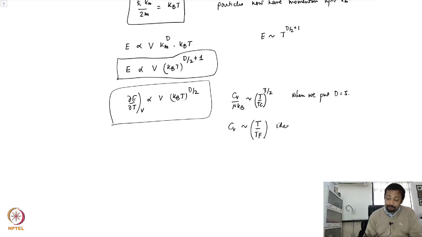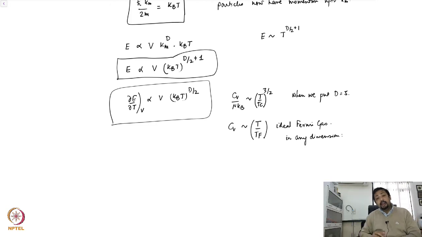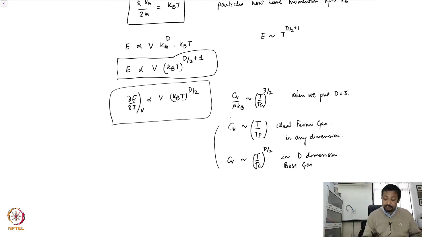This was for an ideal Fermi gas in any dimension. So for any arbitrary dimension d, your specific heat for an ideal Fermi gas was always linear. In contrast, the specific heat for an ideal Bose gas will scale as T over Tc raised to the power d/2, in d dimensions. So there is a remarkable difference between the specific heat for a Bose gas and the specific heat for a Fermi gas.